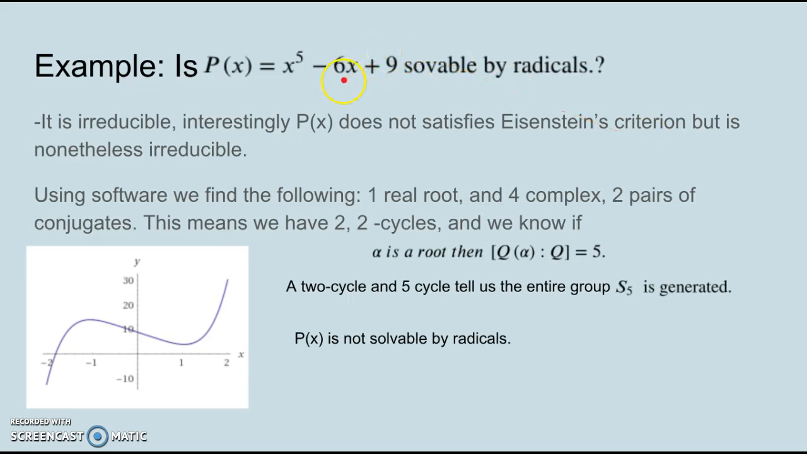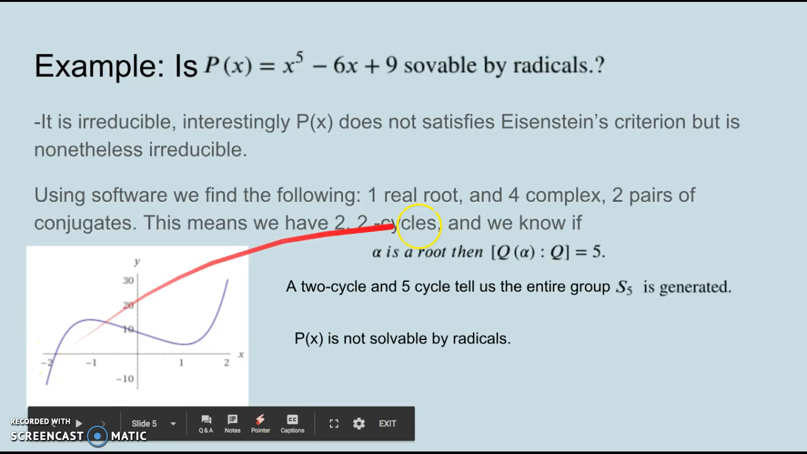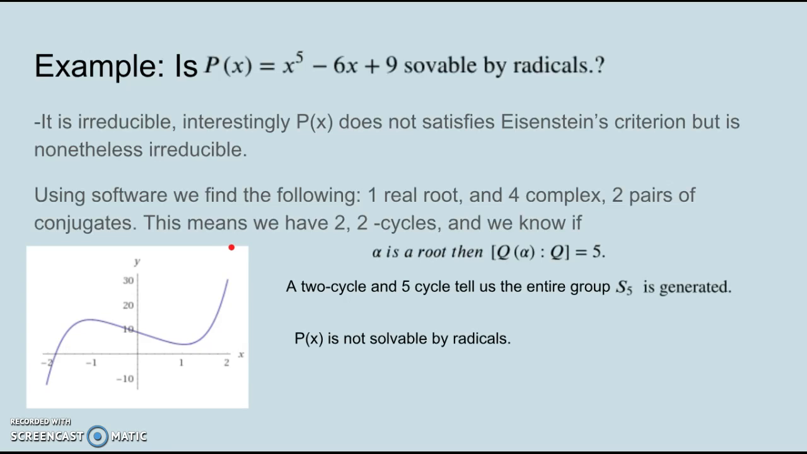I tried to find one that was irreducible and it did not work. When I graphed this one, another difference between this one and the last problem is we only had one real root. So that means we have two pairs of complex roots, two pairs of conjugates. So we have two cycles. All we need to know is that there's at least one 2 cycle, because again, applying this theorem from chapter 4, we know there is a 5 cycle, and a 2 cycle and a 5 cycle tells us the entire group S5 is generated. So similar to the last one, we know P of X is not solvable by radicals.